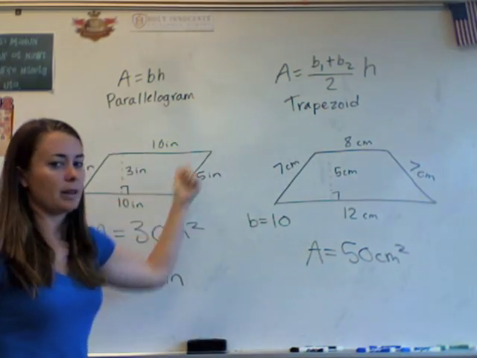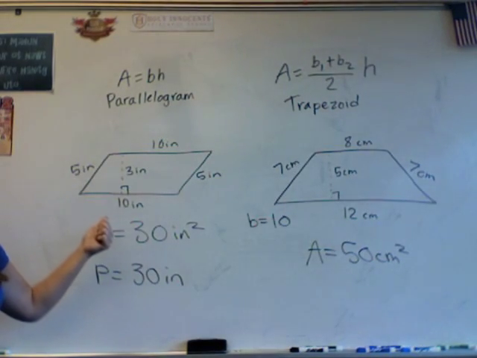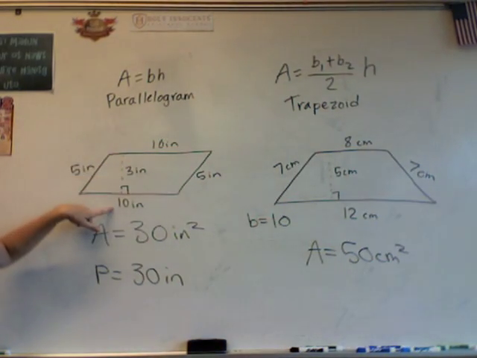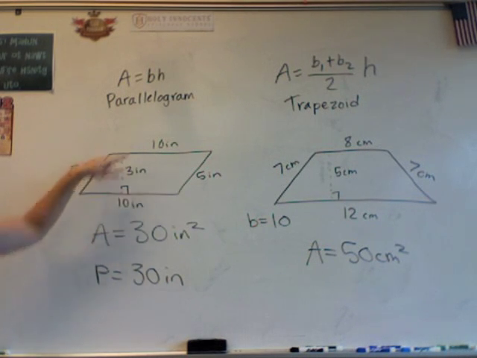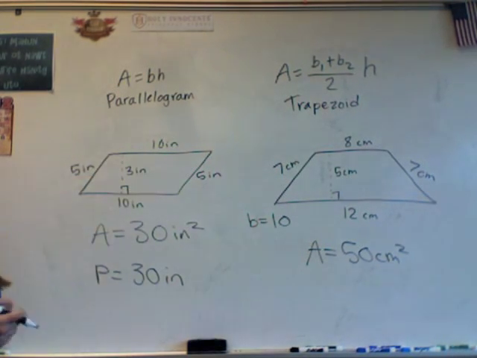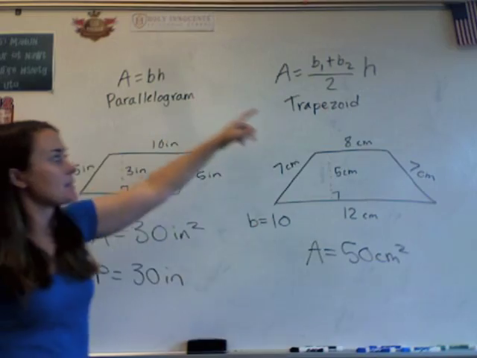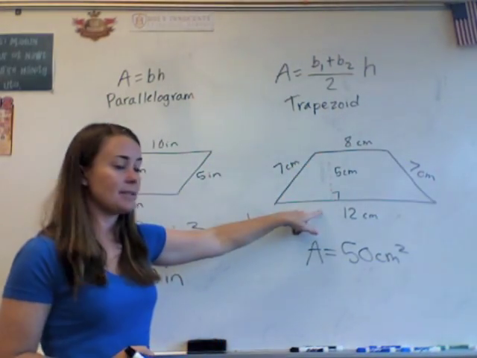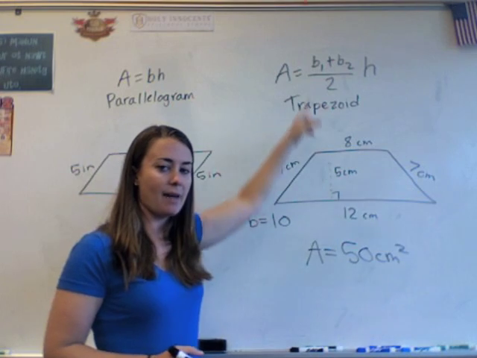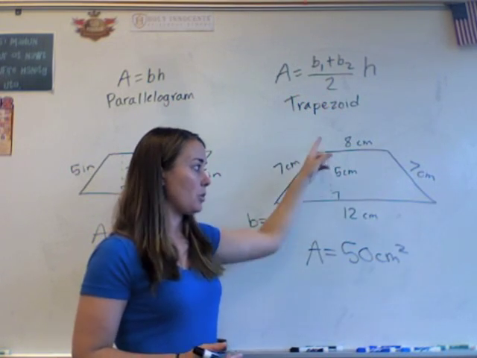You could use this formula on the parallelogram, it's just kind of pointless. If I added up 10 and 10 and got the average, 20 divided by 2 is 10 again. So you're just kind of going in a circle, coming back at 10 again. So this idea, it's the base times the height for both of them. Only on this one, since there's two different bases, we average the bases instead of just using one of them.